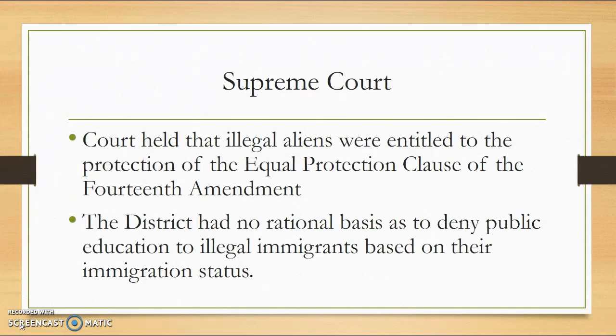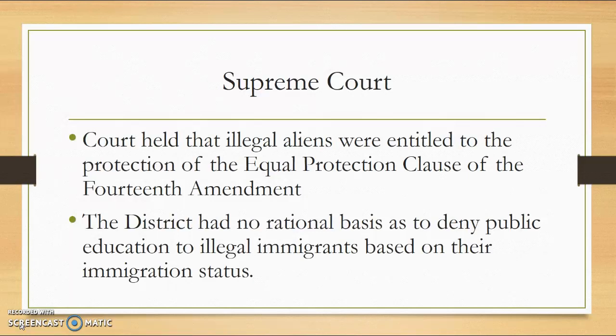So as this court case went to the Supreme Court, by a 5-4 vote, the court found that any resources which might be saved from excluding undocumented children from public schools were far outweighed by the harms imposed on society at large from denying them an education. The court held that illegal aliens were entitled to the protection of the Equal Protection Clause of the 14th Amendment, which stated, "Nor shall any state deprive any person of life, liberty, or property without due process of law, nor deny to any person within its jurisdiction the equal protection of the laws."